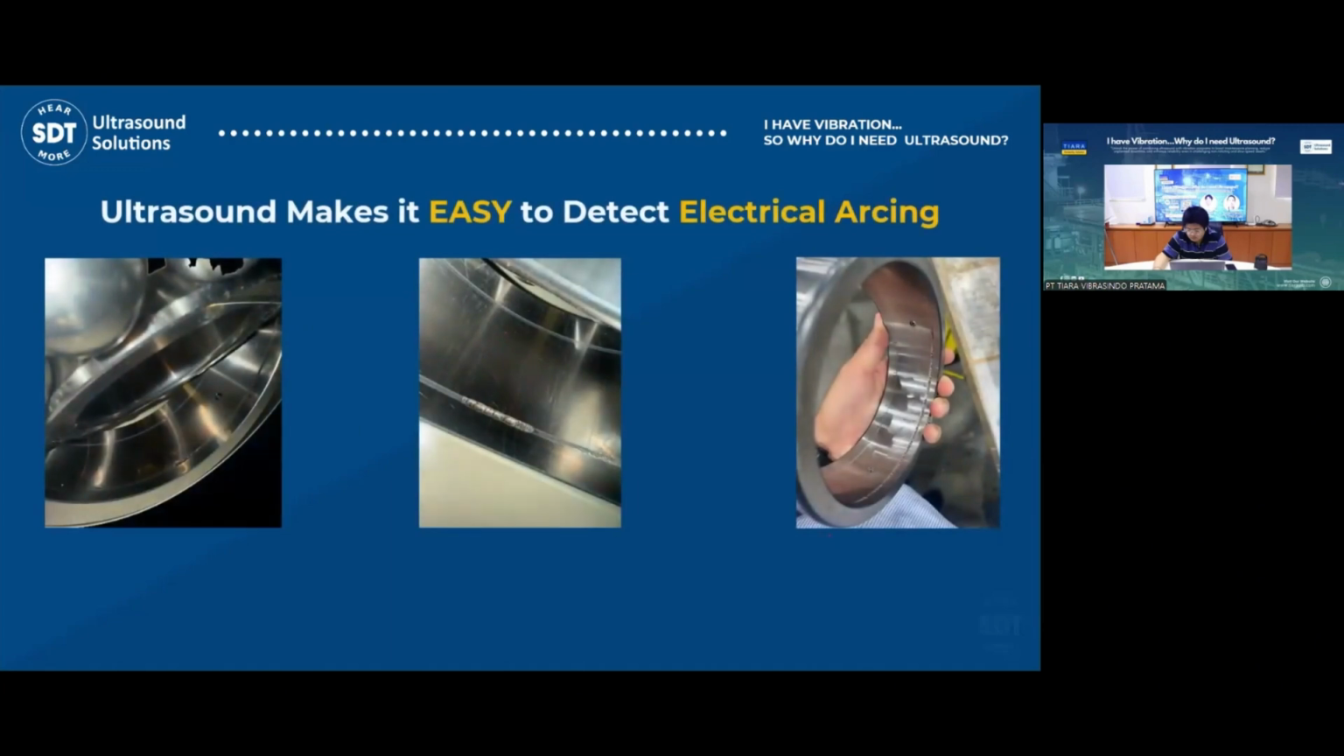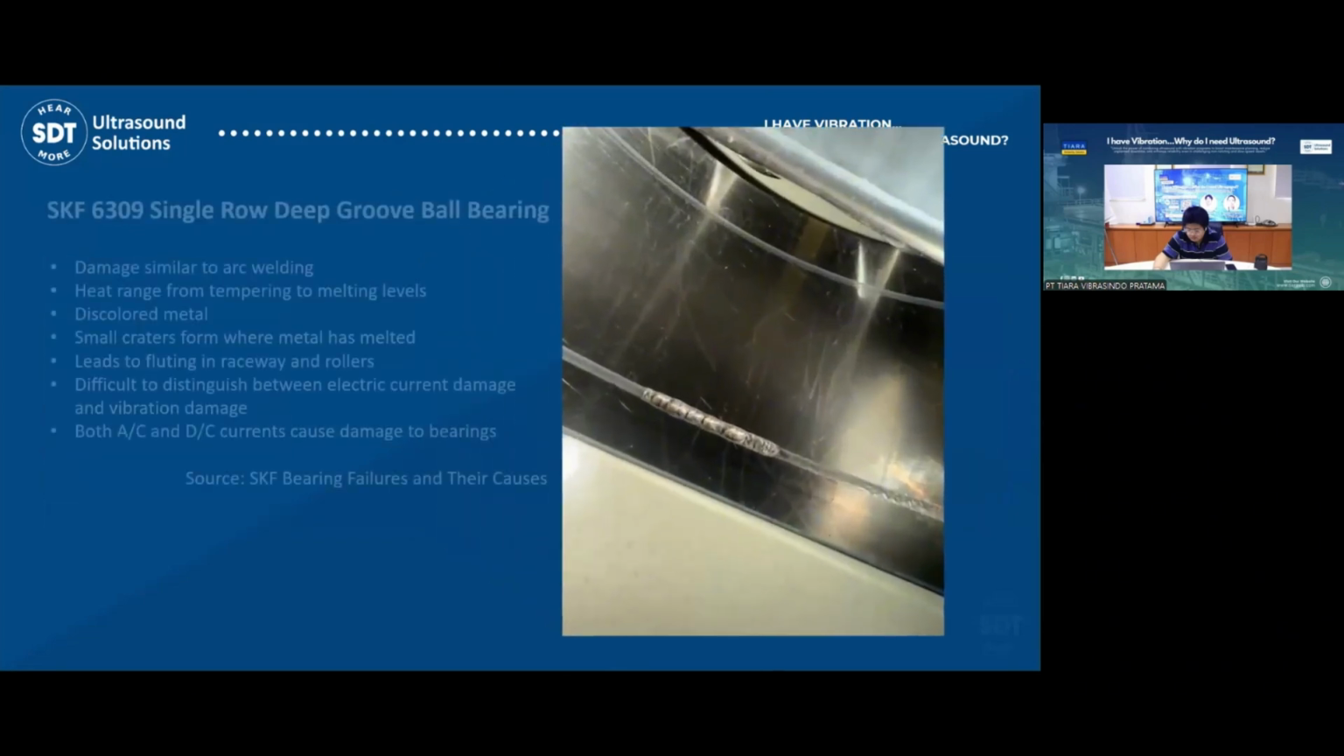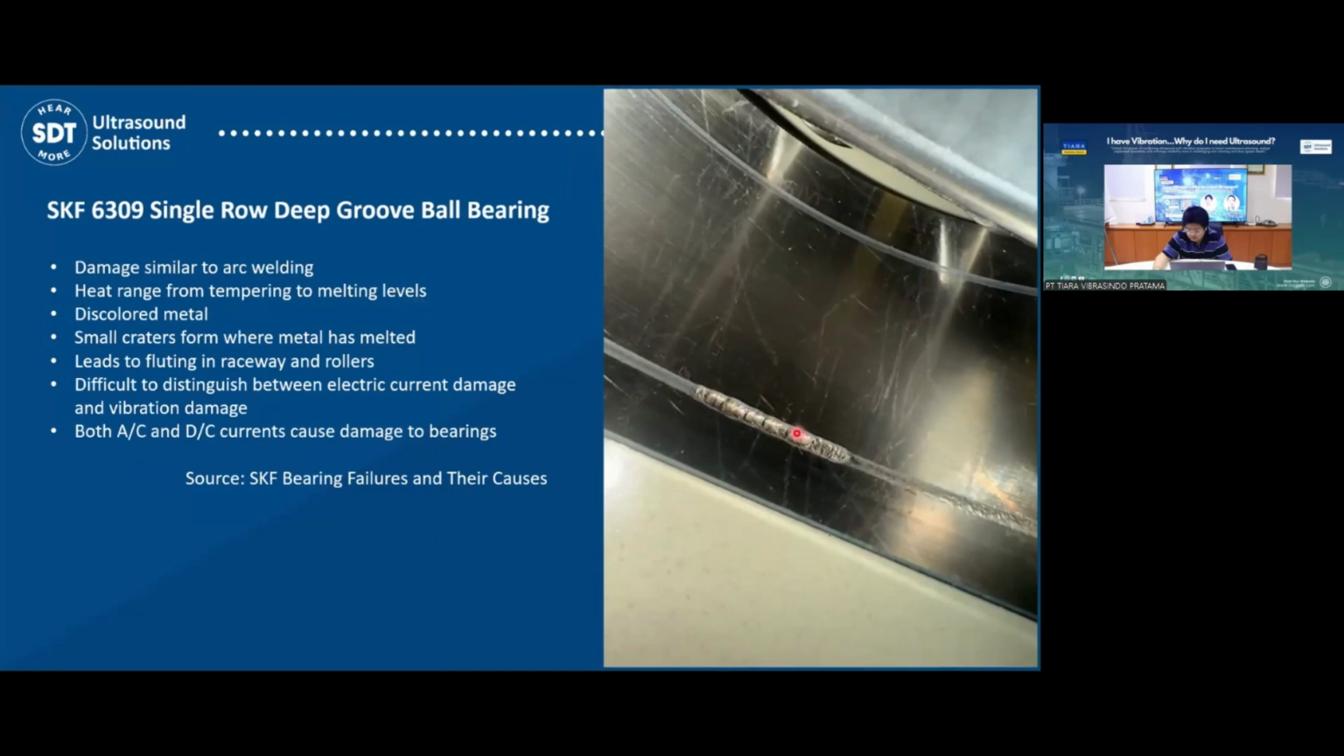When we open the bearing, the sound makes it easy to detect electrical arcing. You see the picture: the bearing clearly has electrical arcing inside the outer race. The damage is similar to arc welding. The heat range from the temperature level discolors the metal, small craters form, and the metal has melted. So it's like welding inside the bearing. Vibration cannot detect that, but ultrasound can, because we detect not just the impact but also the friction, which also generates sound. That's why we can detect any kind of mechanical problem.